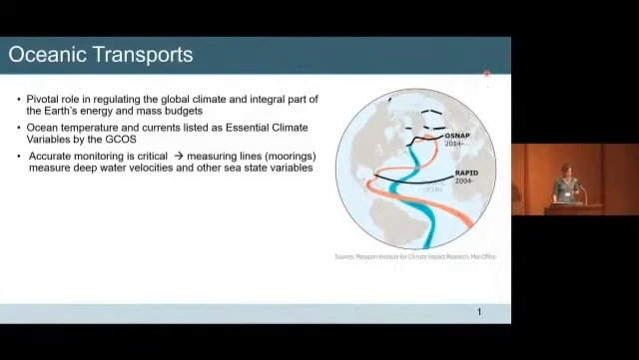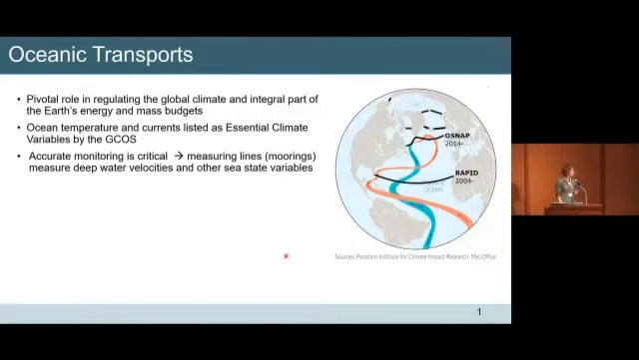For example, ocean temperatures and currents are also listed as essential climate variables, at least as of now. We heard some will be cut, I hope not those, but we'll see. And so an accurate monitoring of those variables is really important. And we have multiple measuring lines in the global oceans. So for example, in the North Atlantic, as seen here in the figure.